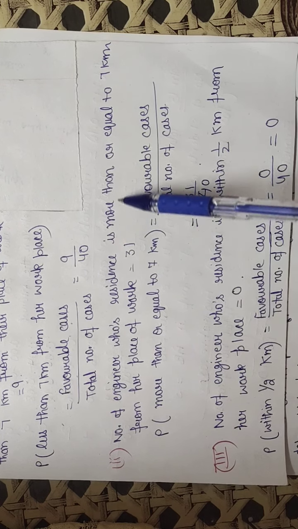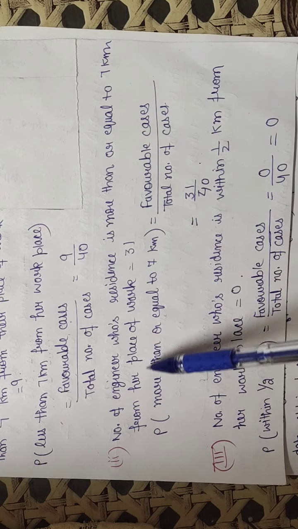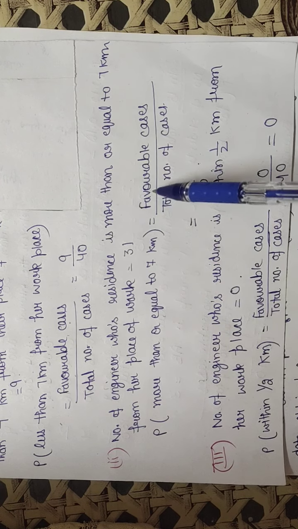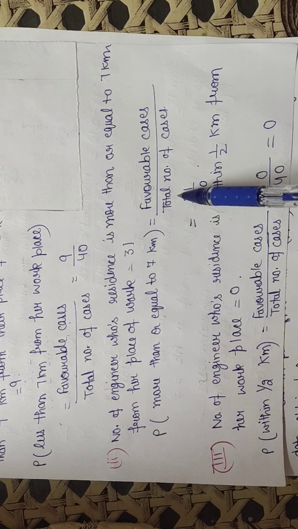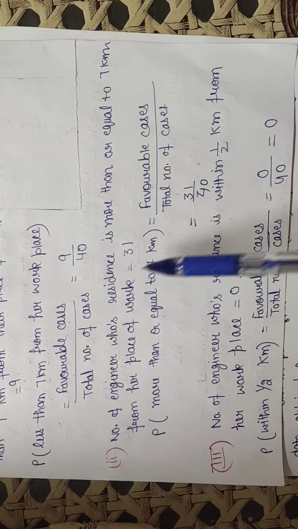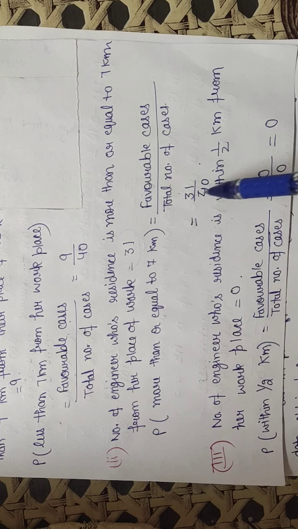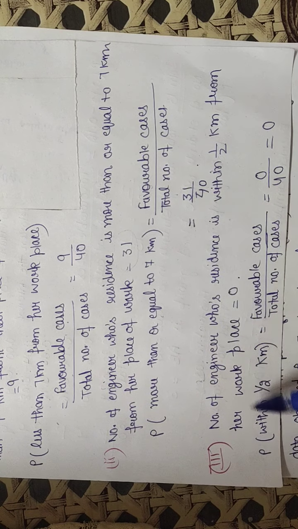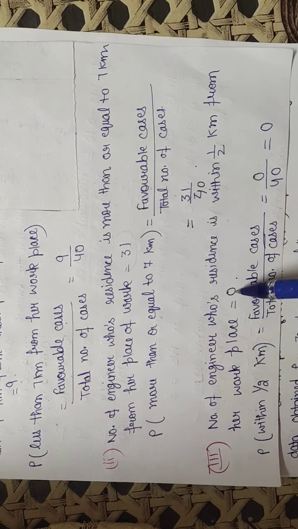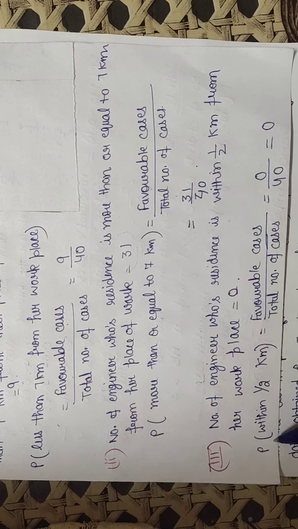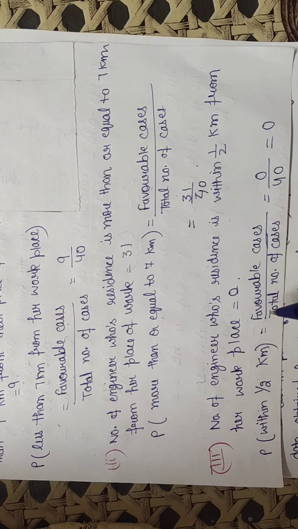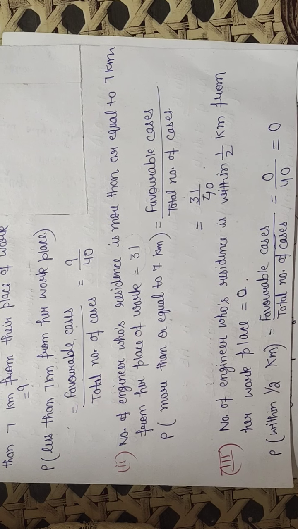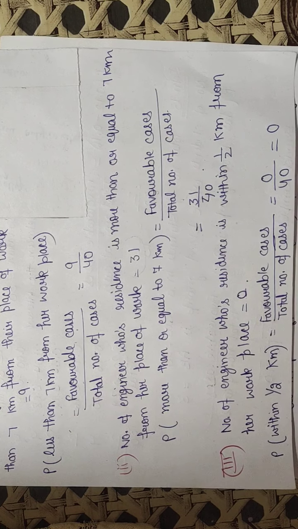Number of engineers whose residence is more than or equal to 7 kilometers from her workplace, they are 31. So probability more than or equal to 7 kilometers is favorable cases divided by total number of cases. Favorable cases are 31, total cases are the same, that is 40. So 31 upon 40. Number of engineers whose residence is within half kilometer from her workplace, there are no cases there. So favorable cases are 0. So probability within half kilometer is favorable cases divided by total number of cases, 0 divided by 40, this is equal to 0. This is the complete solution of question number 8.